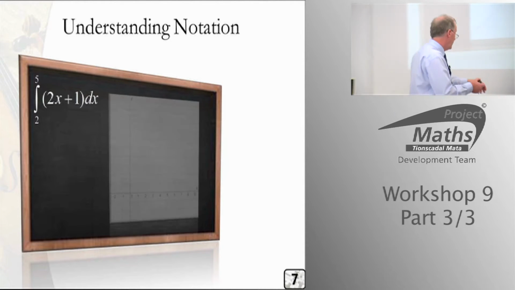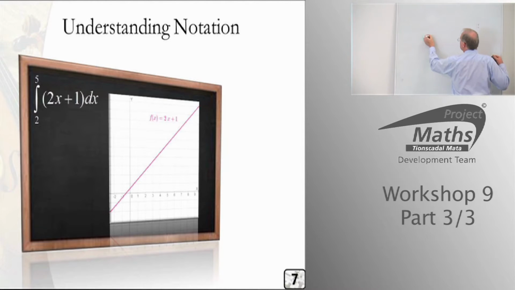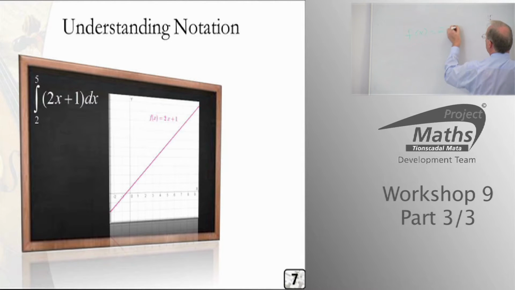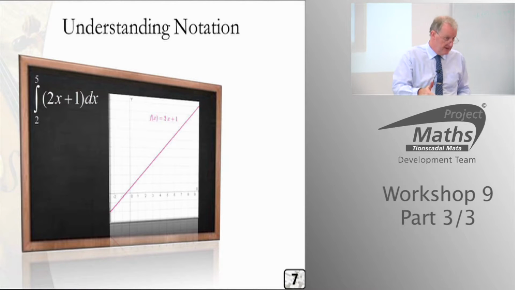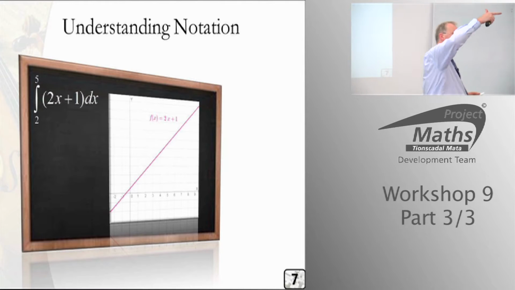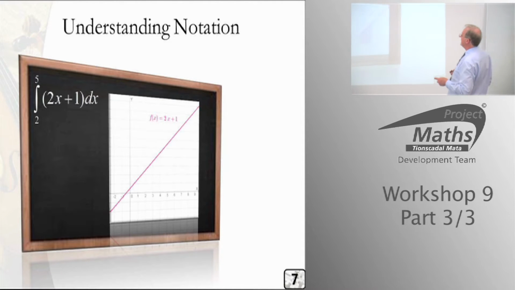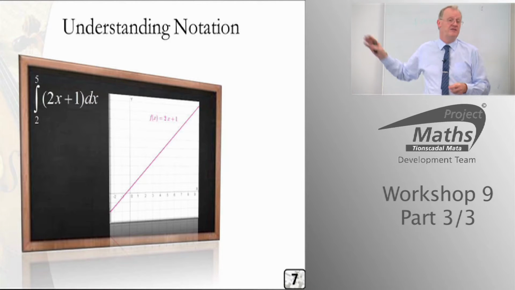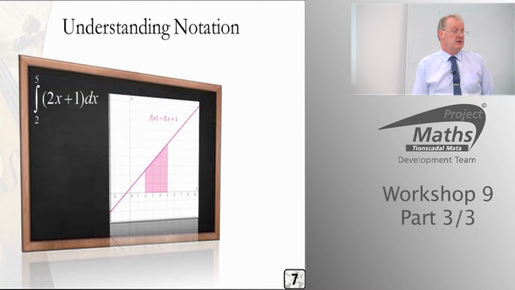Now, actually, the function y, or f of x, equals 2x plus 1. What is it? Straight line, intercepting the y-axis at 1, with a rise of 2 and a run of 1. So who should be able to draw that? Any junior cert student out there. Now find the area between that, the x-axis, 2 and 5. Look at it. What is it?